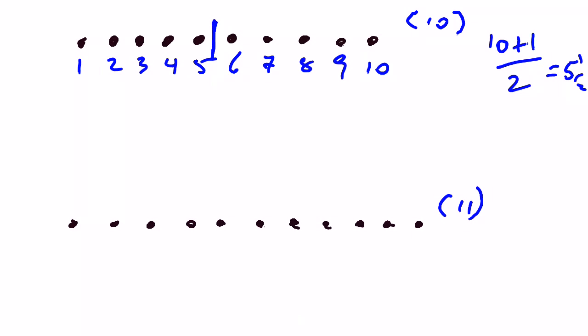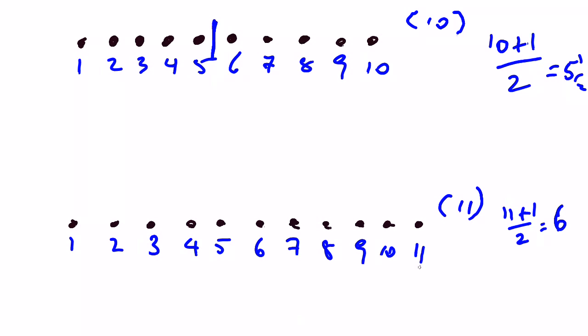Nice and easy. In the second example, 11 plus 1 over 2 is 12 over 2, which gives me 6. So that means I've got an actual value. There's no 6.5 or 5.5, 6. It's going to be the 6th one. 1, 2, 3, 4, 5, 6, 7, 8, 9, 10, 11. There's my 6th value. That's my median. So we've just found the median. Now let's go back to both those examples and find the quartiles.